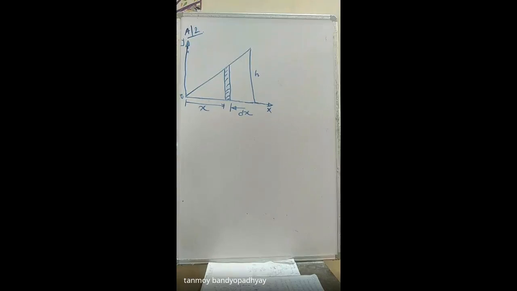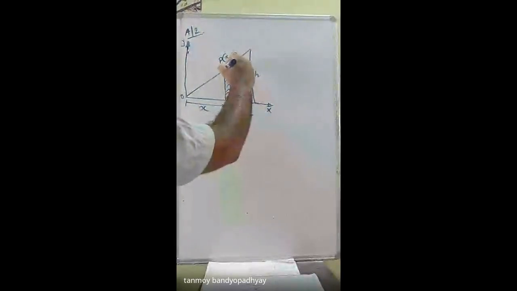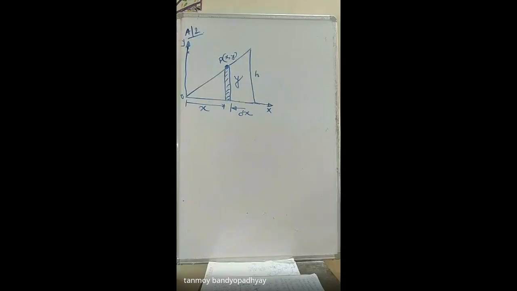So write down: we consider an elemental strip at a distance of small x and of thickness dx. We consider a vertical strip at a distance of small x and of thickness dx. We consider a point P(x, y) lying on the curve at the extremity of the vertical strip, at a distance of small x, at one extremity of the elemental strip.